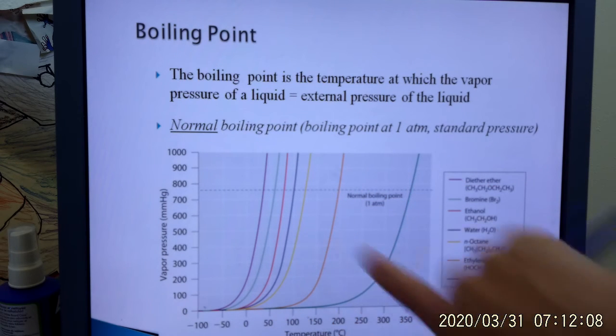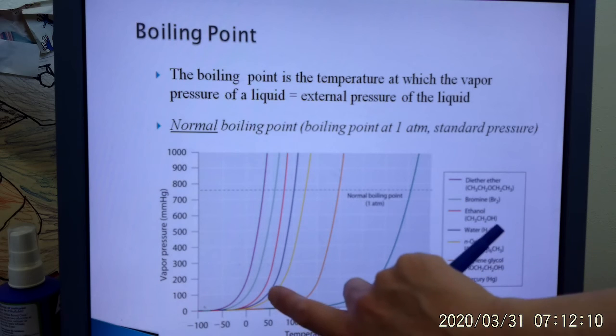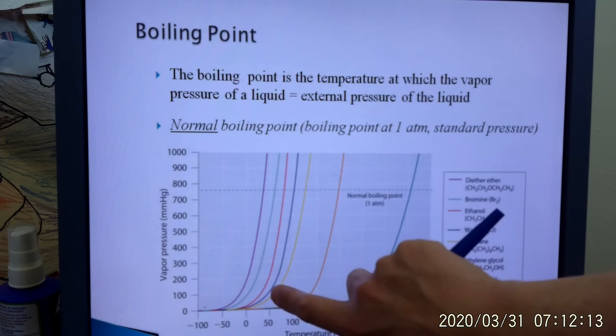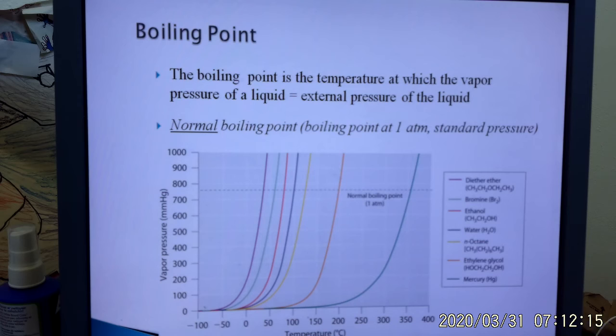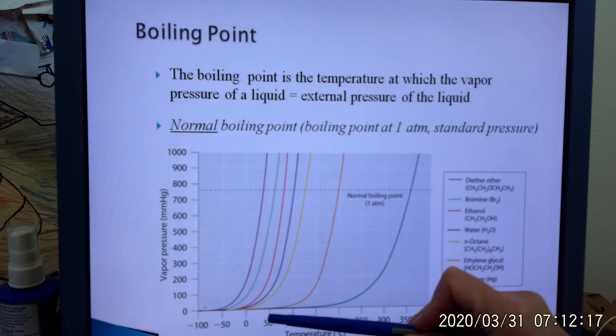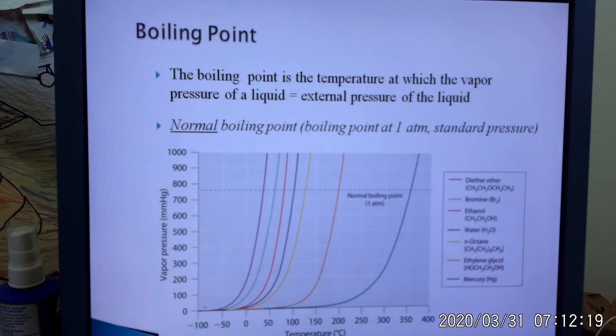If I went all the way down for water, which is blue, if I went down to about 110 millimeters mercury, you can see the boiling point of water drops down to almost 50 degrees Celsius. So we make use of that.